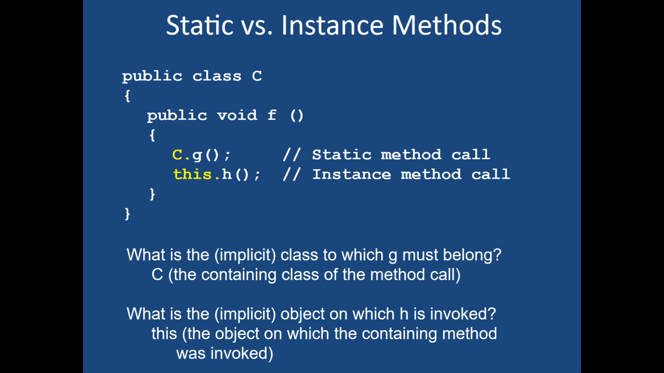And when you just make a naked call to a non-static method, unqualified, implicitly you're making a call on this. You're invoking H on the same object that F was invoked on. All right, so that's another relationship between static and instance methods.